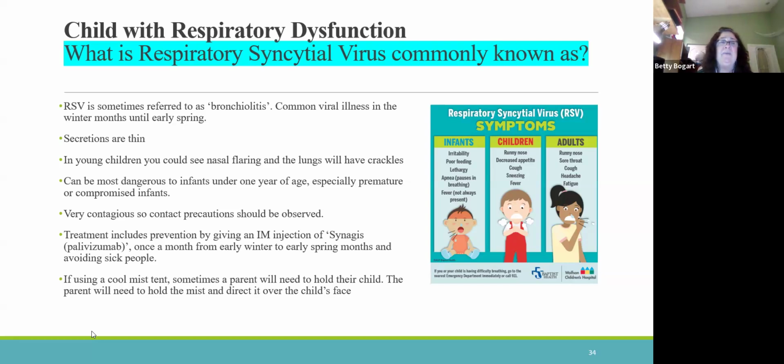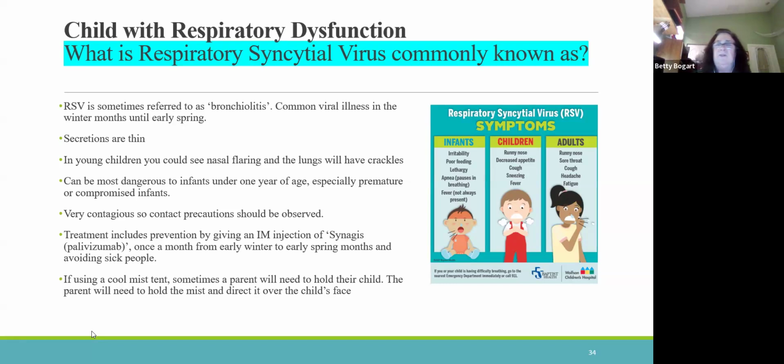And the biologic name is palivizumab. And then the brand name is Synagis. You need to know palivizumab, okay? And that is given once a month to prevent RSV.